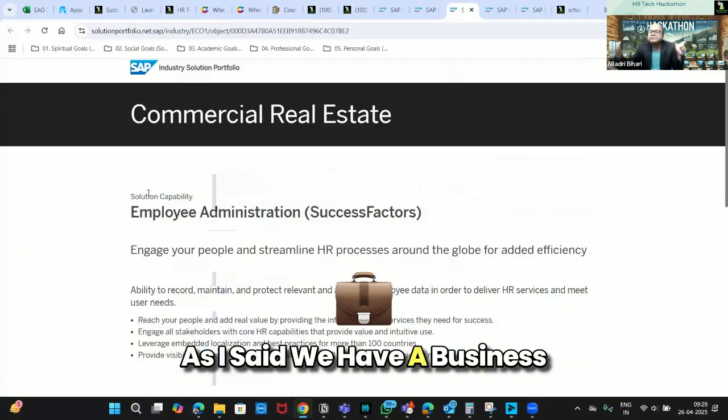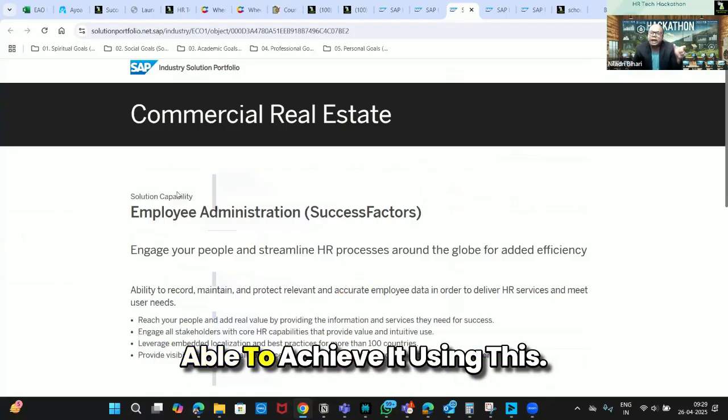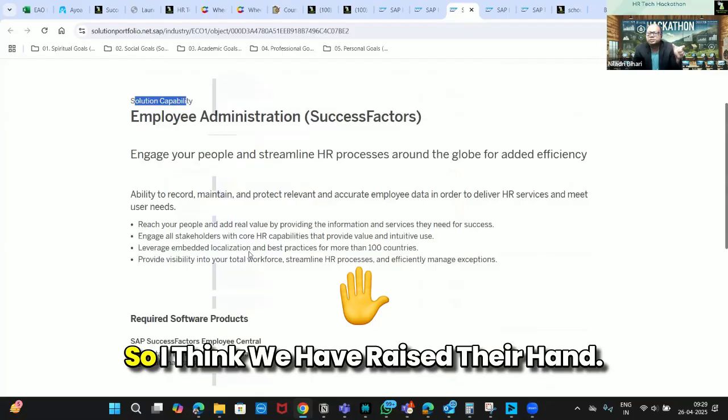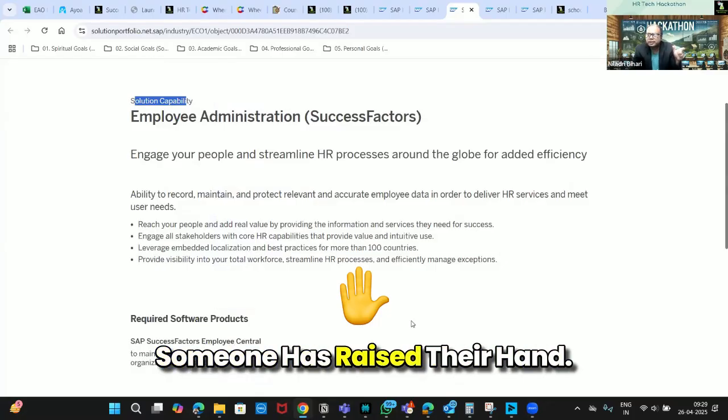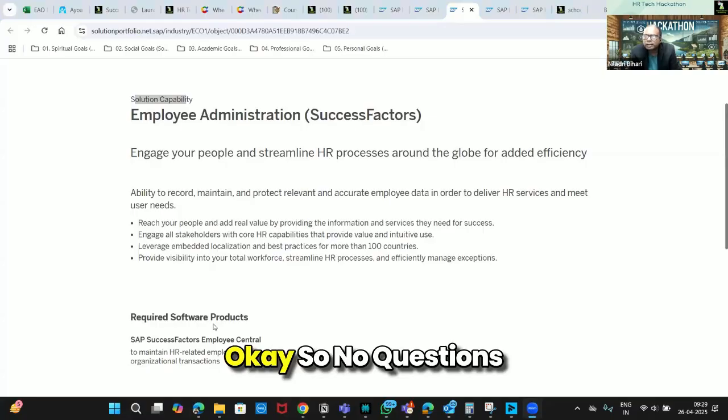As I said, we have a business capability and we have a solution capability, so this is where you will be able to achieve it. I think someone has raised a hand? Any questions, anyone? No? Okay, so no questions, then we can go ahead.